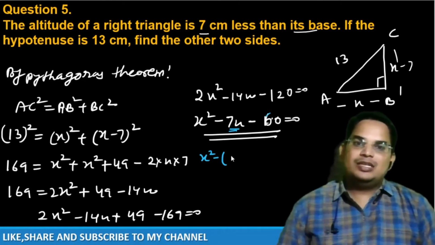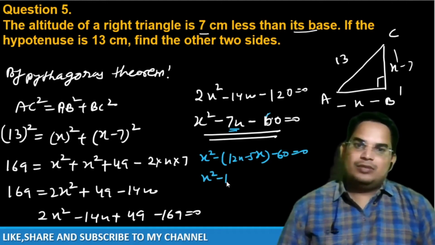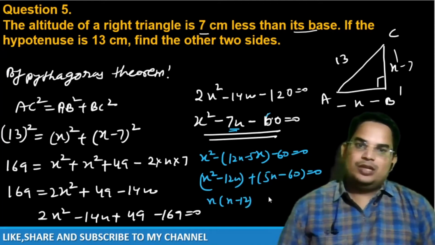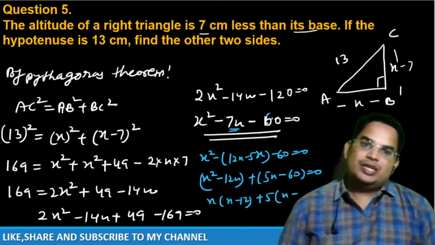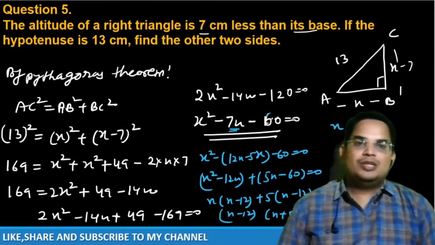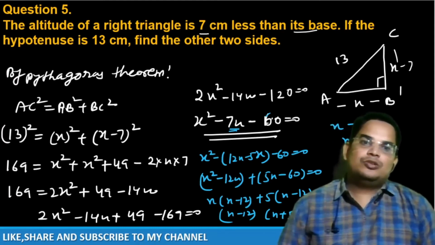So 12x minus 5x, 12 times 5 is 60, minus 60 is equal to 0. So you can write x square minus 12x, and minus minus becomes plus 5x minus 60 is equal to 0. Just take the common x from here, it becomes x minus 12, and take the common 5 from this bracket, you will get x minus 12. So this becomes x minus 12 and x plus 5 is equal to 0. Now you can equate each factor to 0, x minus 12 is equal to 0. So you can say x is equal to 12.